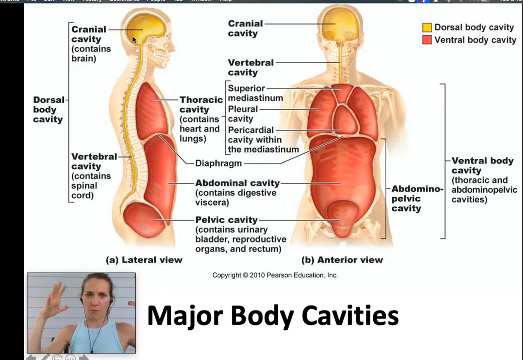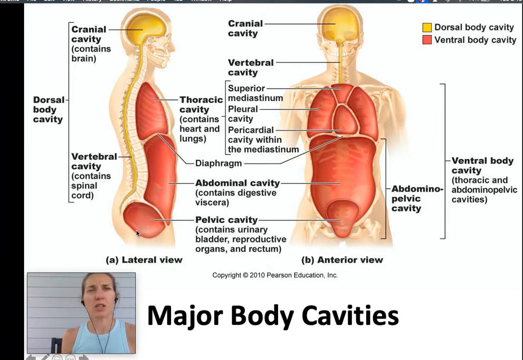So I'm going to go from the broadest cavity down to the smallest, and I've got other graphics of these as well. So everything that's shown in yellow is showing the dorsal body cavity. So it is going to include the cranial cavity as well as the vertebral cavity. With the ventral body cavity, that's everything that you're seeing in red. So it includes the thoracic cavity, it includes the abdominal cavity, it includes the pelvic cavity.